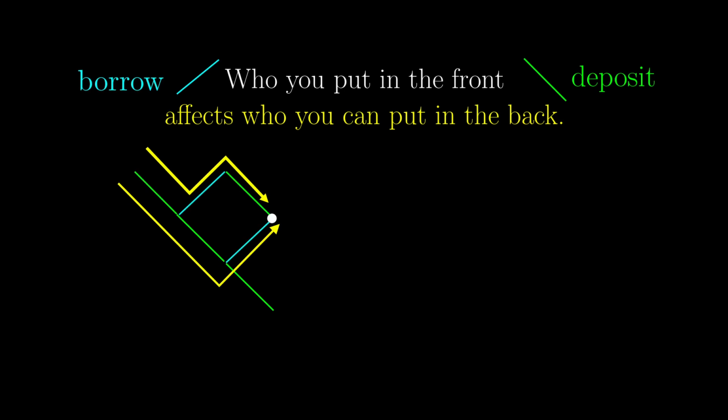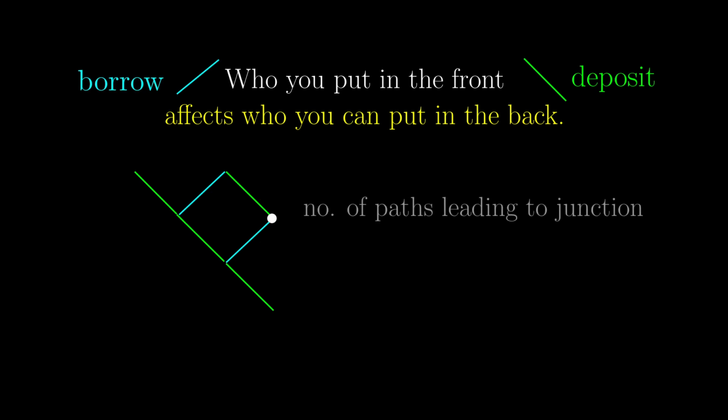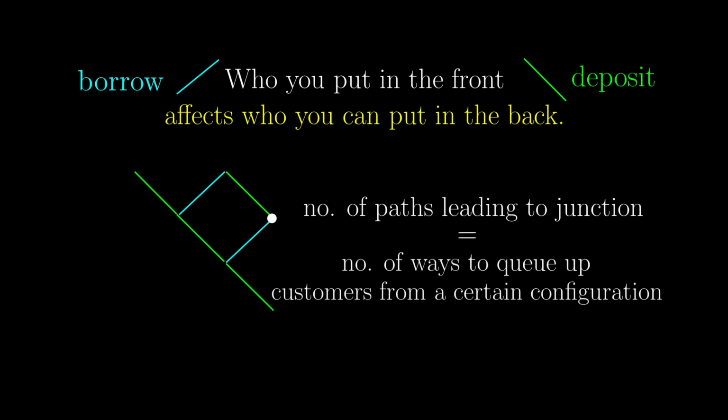And by utilizing a tree diagram, we show that there are only two ways of queuing the customers up if there are two depositing and one borrowing, which are shown by these two different paths. And this is true for all junctions that we can draw. The number of paths leading to a particular junction equals the number of ways of queuing up the customers of a certain configuration, that is, a fixed number depositing and a fixed number borrowing.